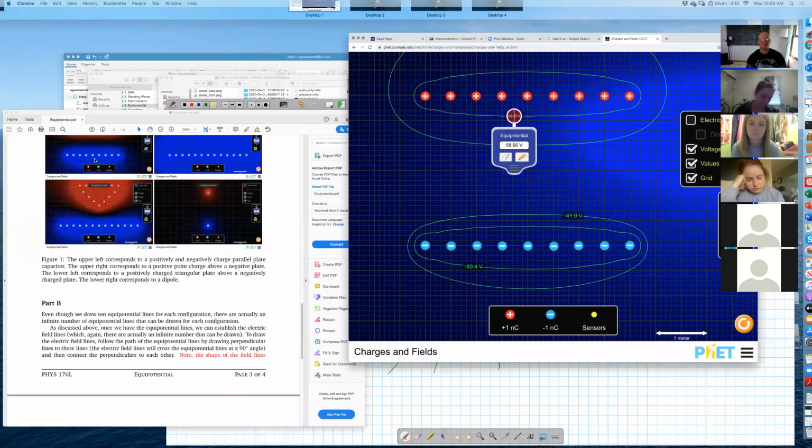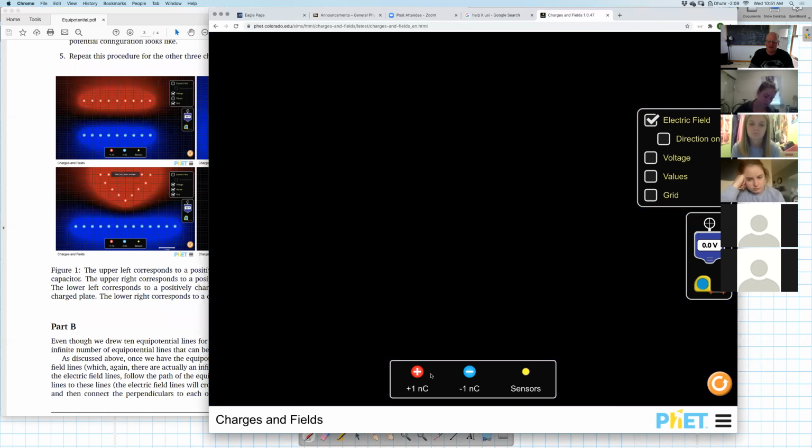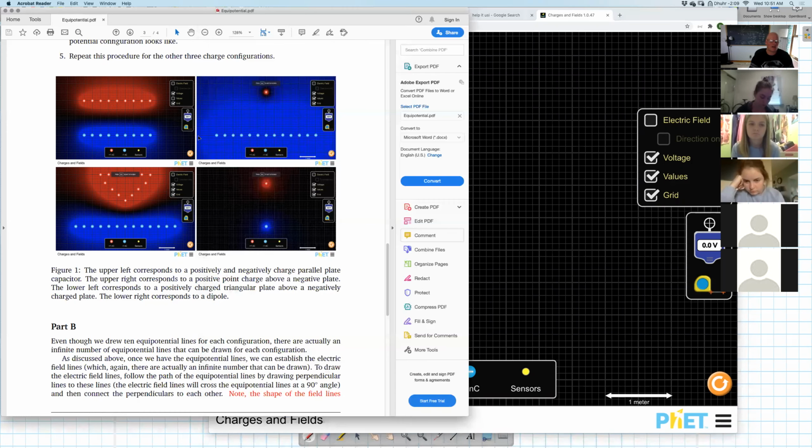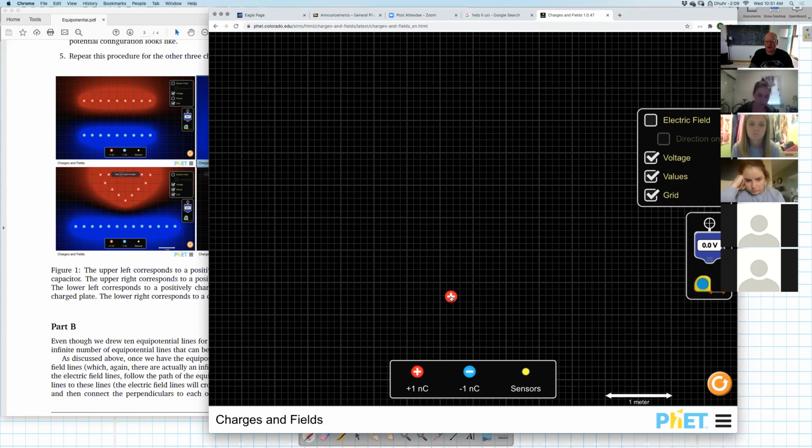And all you're doing in this lab then is drawing all 4 of these. The way that you would do that is, let's restart everything. Simply, you're just going to turn on these. So let's turn off the electric field, turn on voltage, turn on values, turn on grid. And for example, let's say I wanted to make the second one here. You would just grab the positive charge and throw this on here at some point, right? And then grab the negative charges and pull these guys out. And then basically make these different scenarios.